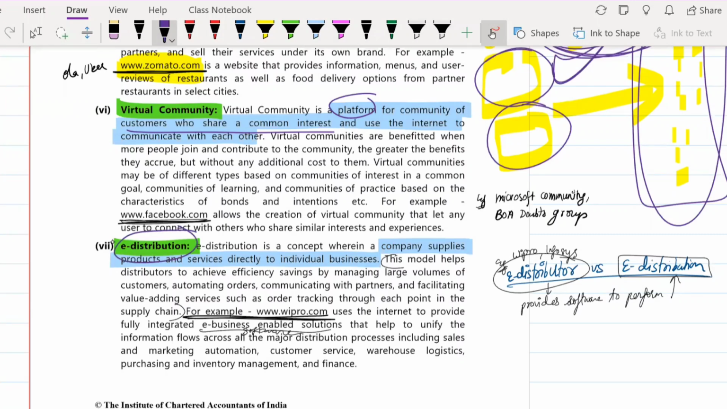Next is e-distribution. E-distribution means companies are going to supply their products and services directly to individual businesses themselves. I'll take an example here.